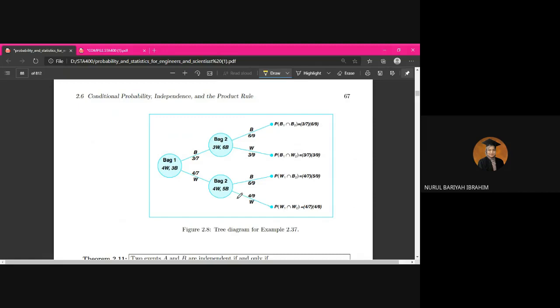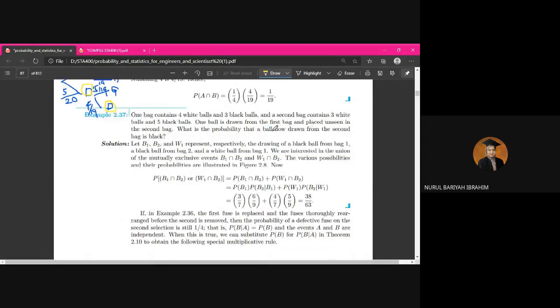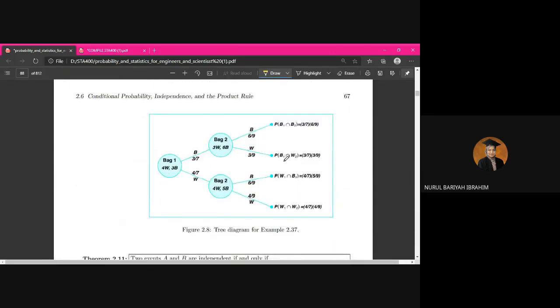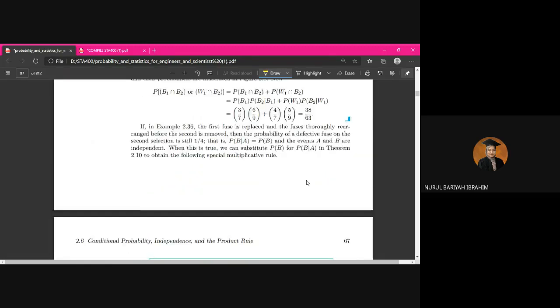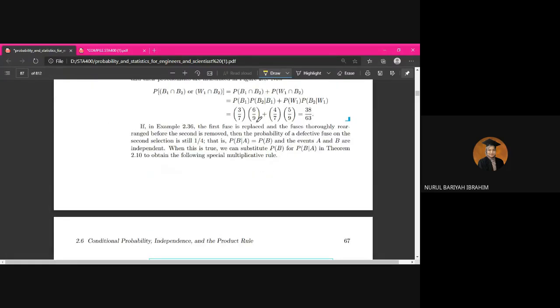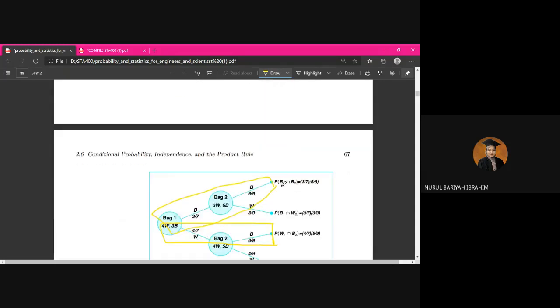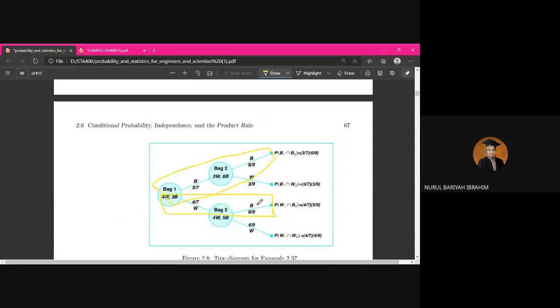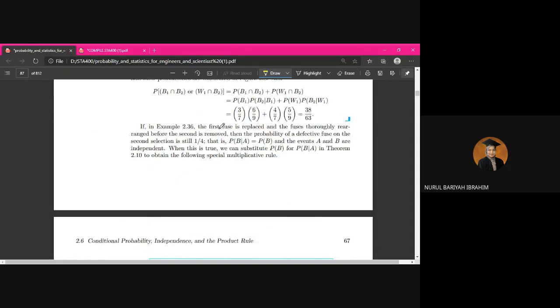Okay, so soalannya, what is the probability that a ball now drawn from the second bag is black? This is one lah. So it will be this black. Okay, so get another one. So because of that, this is the answer. 3 over 7 multiply 6 over 9 plus, but ada dua possibility, 4 over 7 multiply 6 over 9. So the answer will be this.